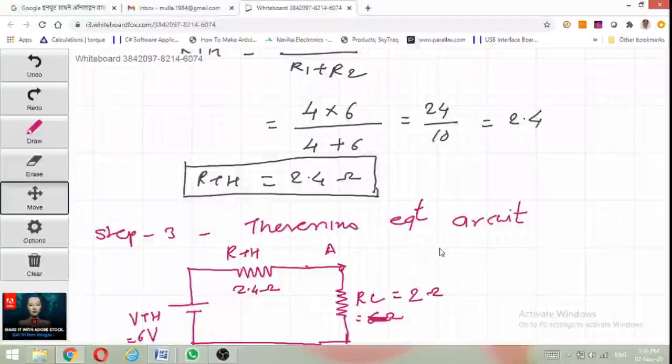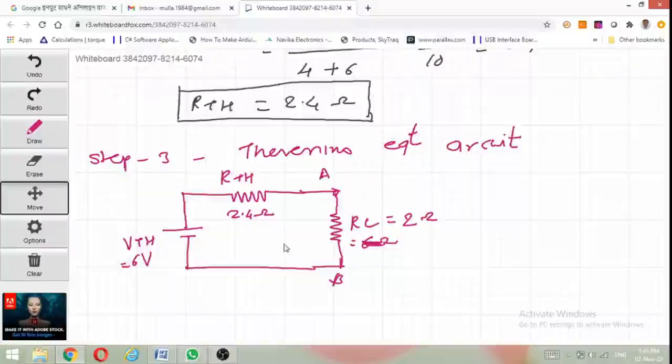Then we will draw the Thevenin's equivalent circuit, and it is VTH equal to 6 volt, RTH equal to 2.4 ohm. By Thevenin's theorem, any complex network can be converted into a simple network consisting of a voltage source VTH and resistor RTH connected in series, with terminals A and B, and RL is equal to 2 ohm.